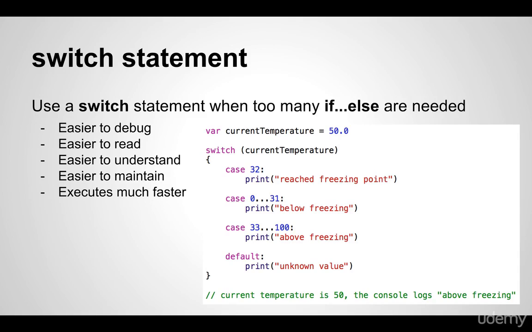And here it would print below freezing. And then you have the case when the values are from 32 to 100, above freezing, and then the default value. It means that if somehow the current temperature does not meet any of the cases above, it will use the default case and will print unknown value. Right now the current temperature is 50 degrees Fahrenheit, so it will print to the console above freezing. It will go to the case where it says 33...100.